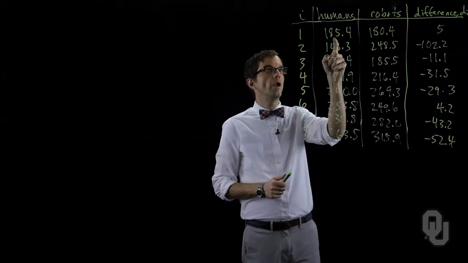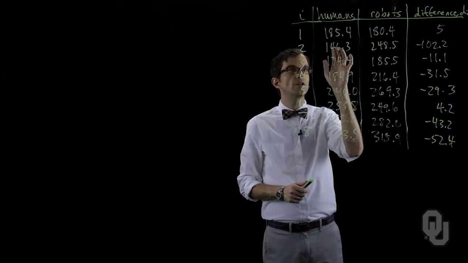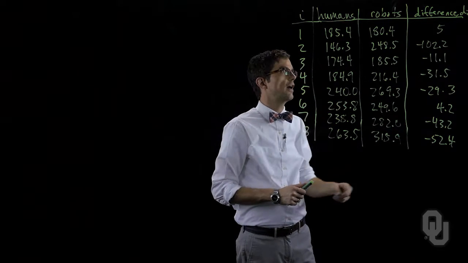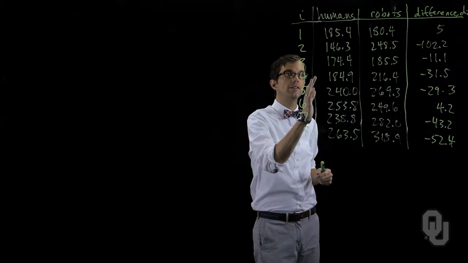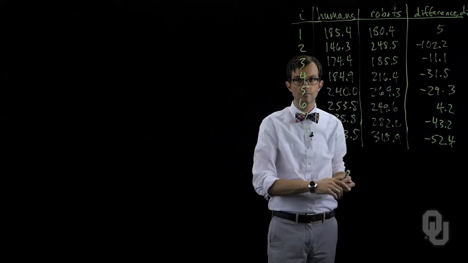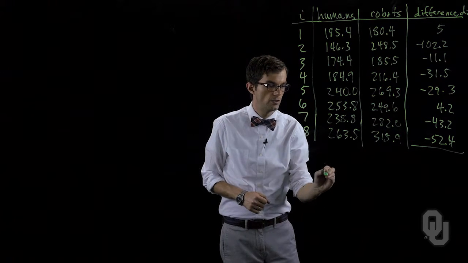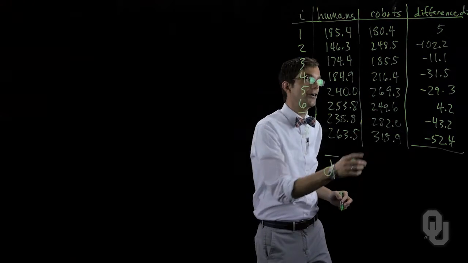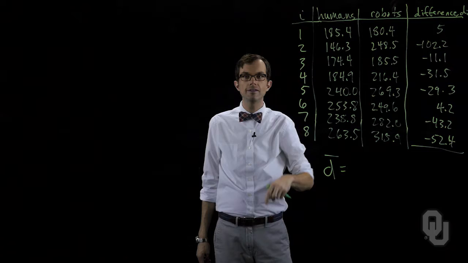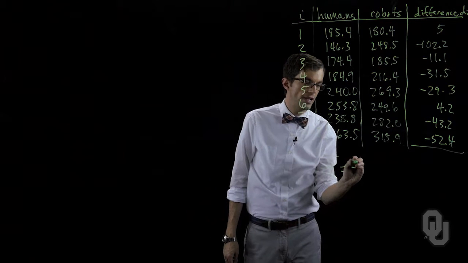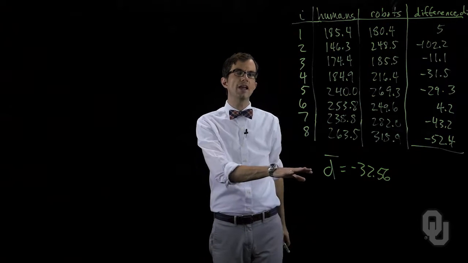And so we need to find first the differences between this human output and the robot output. So 185.4 minus 180.4 is 5. 146.3 minus 248.5 is negative 102.2, and so on. So we've got 8 differences. And we want to find what's the average difference. Average difference is the average of the differences, d bar. So if we add those up, divide by 8, we should get negative 32.56.